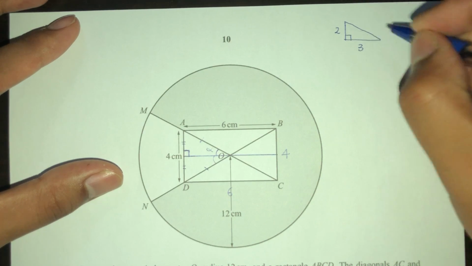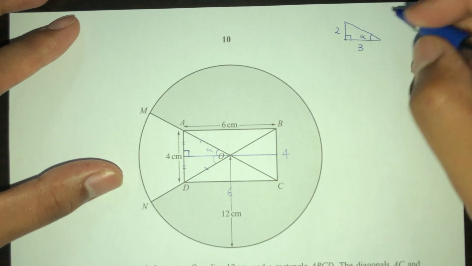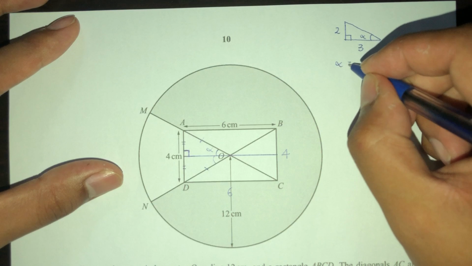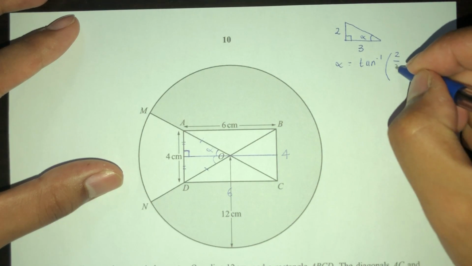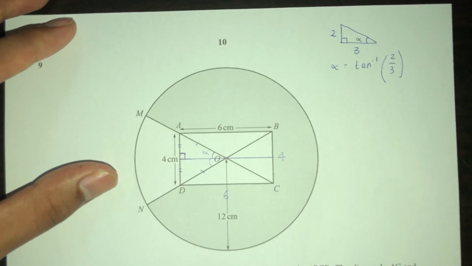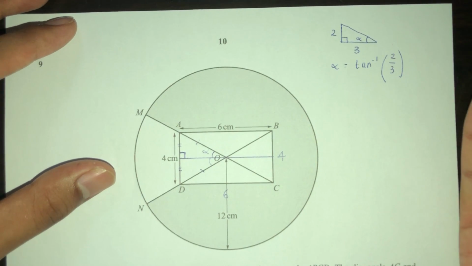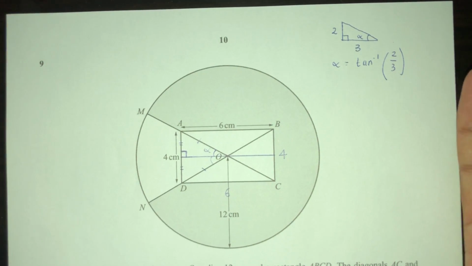This is 90, and you have to find the value of alpha. So alpha will be what? Tan inverse of 2 over 3. Again, we have to use SOHCAHTOA obviously, because we have a right angle triangle. We have to choose which trig function we can use.